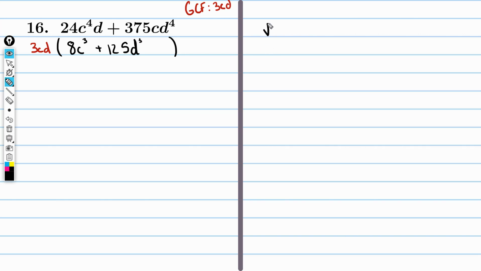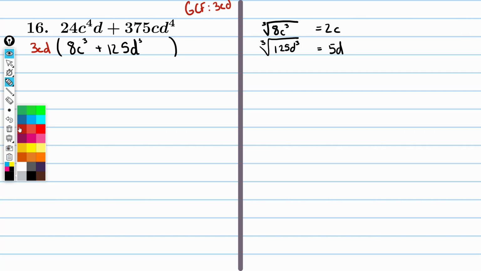So now I'm going to try to take the cube root of both parts of the expression. 8c cubed gives me 2c, and the cube root of 125d cubed is 5d. And so that means that I can go to the next step and actually factor this. So I write down my GCF, 3cd, and then I open up my first parenthesis, and it's going to be a 2c and a 5d.